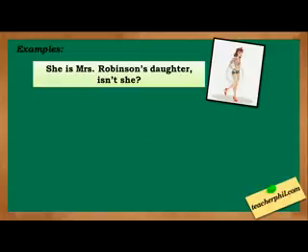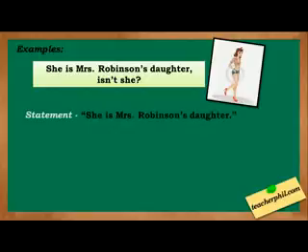The last one, remember that the statement and the tag are always separated by a comma. Take note of the following examples. The first one, she is Mrs. Robinson's daughter, isn't she? Our statement here is, she is Mrs. Robinson's daughter. Our tag is, isn't she? If you noticed, the statement used the auxiliary verb is. That's why we also used is in our tag. Our statement is in the positive form. Therefore, we need to make a negative tag.